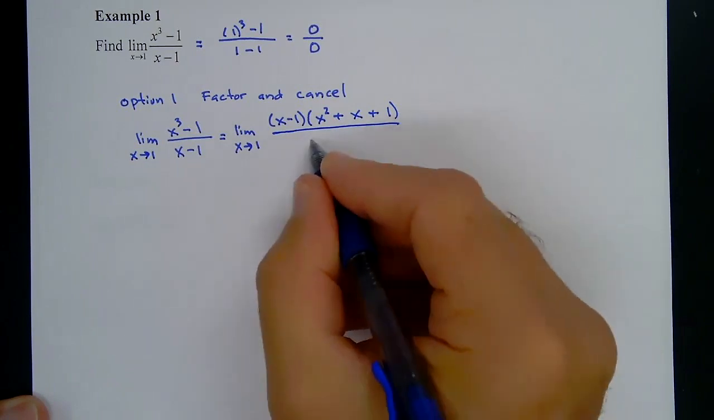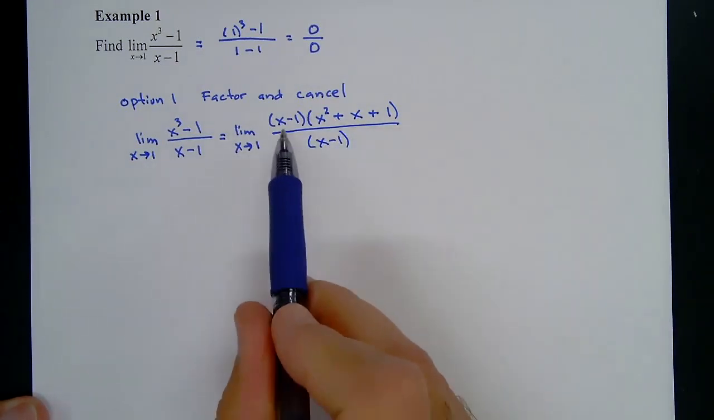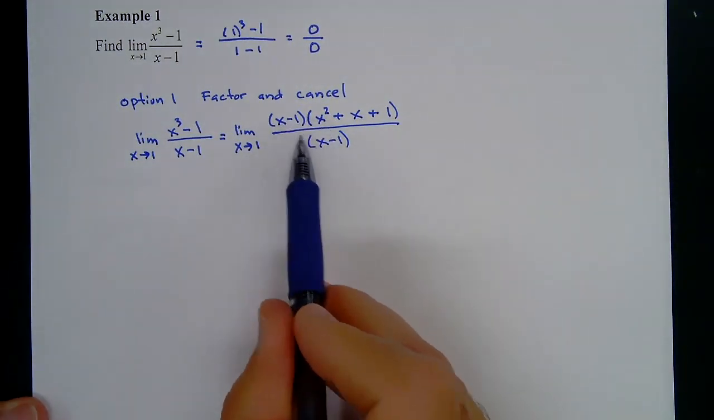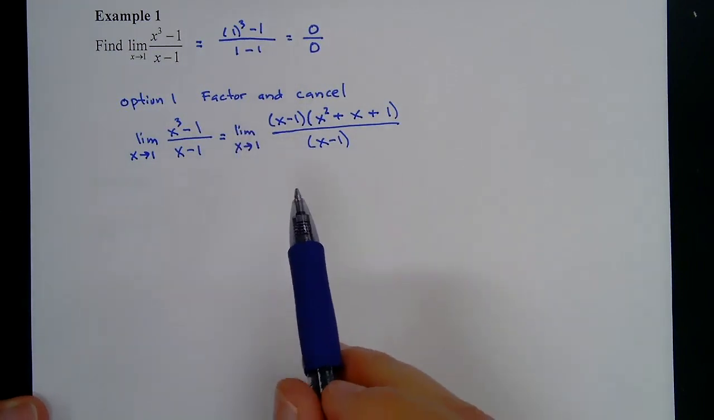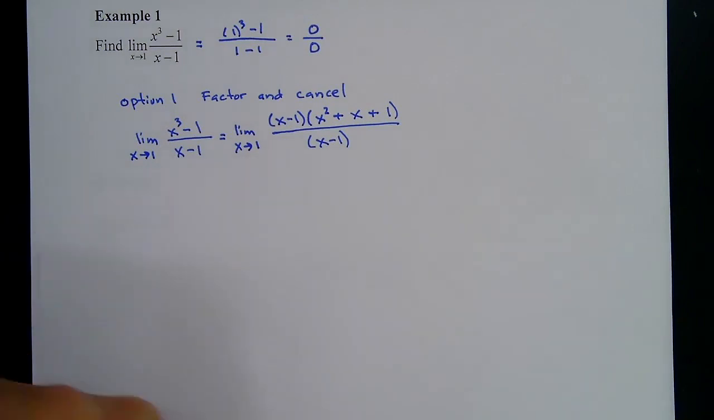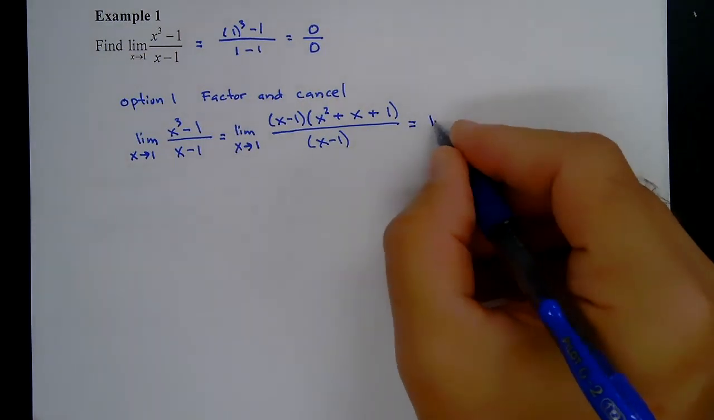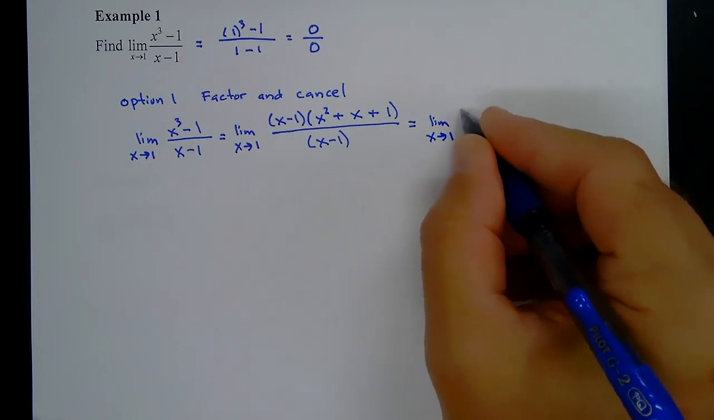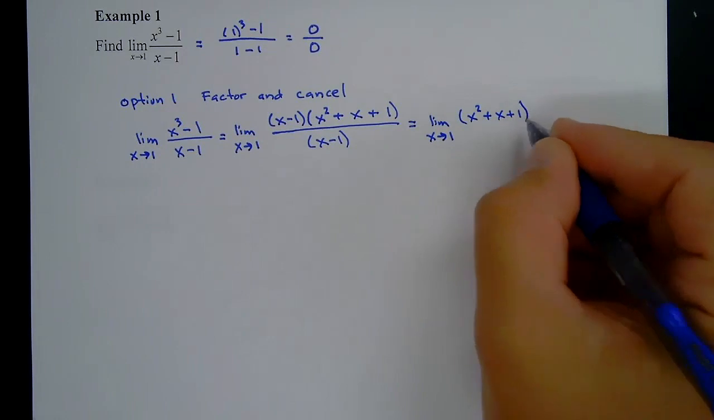all over x minus 1. Well, x minus 1 times this over x minus 1, that creates the 1, right? And so we can cancel. Now, you haven't heard this in a while, but remember that? Okay, so we can cancel, all right? So what we're left with is this. This becomes the limit as x approaches 1 of x squared plus x plus 1.